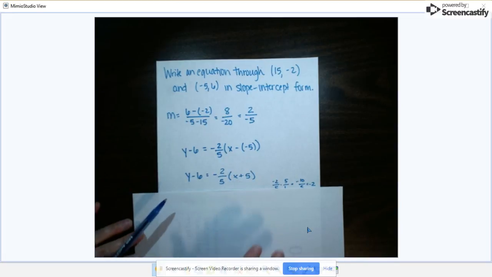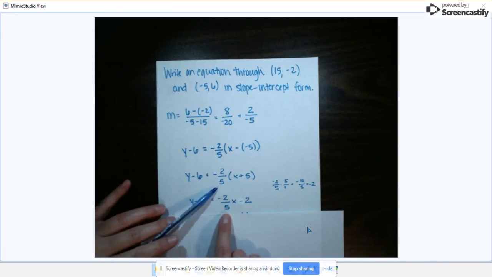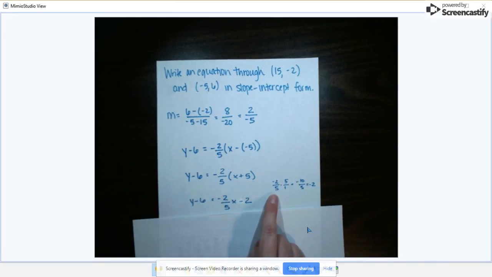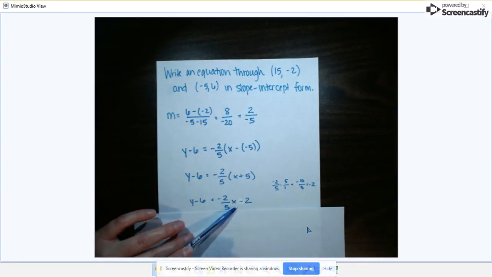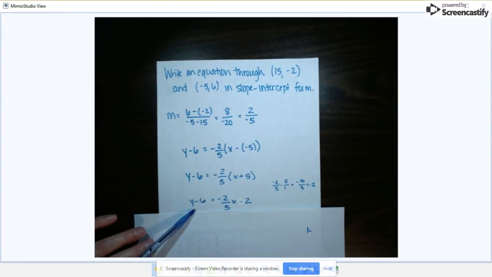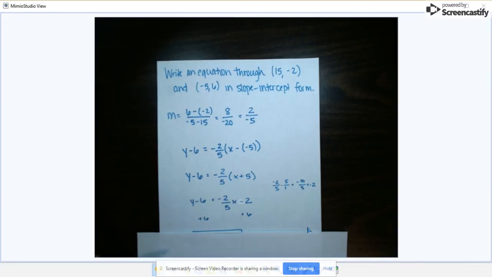Now we distribute. Okay, negative 2/5 x. I went ahead and did the math over here. Negative 2/5 times 5 over 1 simplifies to a negative 2. So there's the work if you need to see that. But when we distribute here, we get negative 2. And now we'll add this 6 to the right side and get y equals negative 2/5 x plus 4.